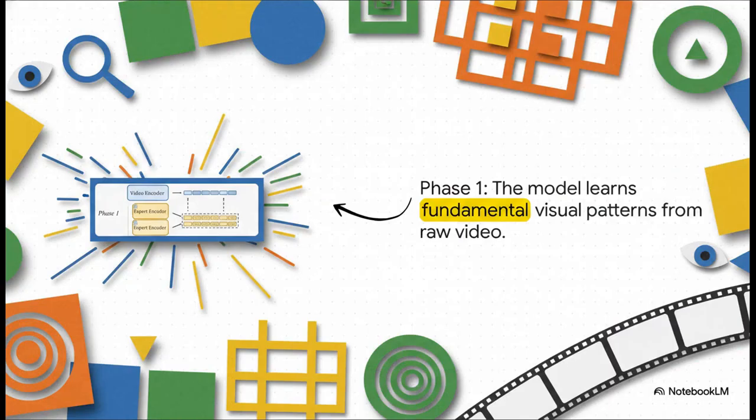To make this real, let's look at how the InternVL 2 model gets trained. In phase 1, it's all about vision. The model just watches tons of raw video, and its goal is to learn the absolute fundamentals of seeing, things like patterns, motion, and how objects move and interact over time.